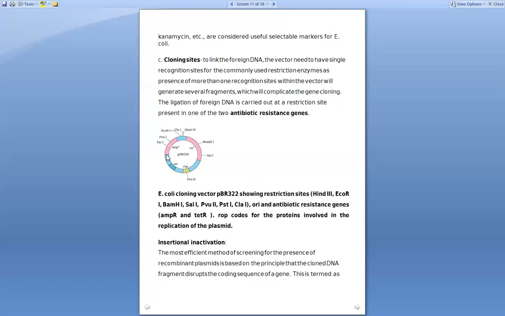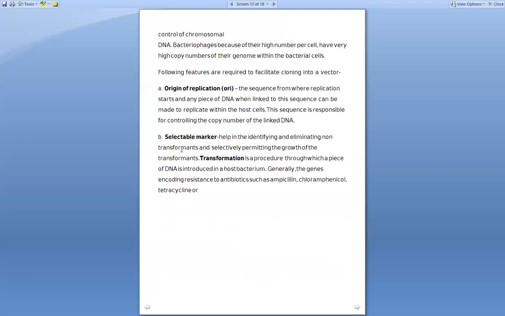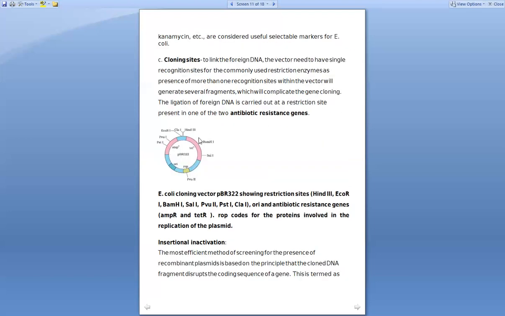So you can see in this figure, the pink colored regions are the two selectable markers, that is, the antibiotic resistant genes. If these two are present in the cloning vector, they give resistance. Now when the gene of interest is to be inserted inside this cloning vector, it can be added into the ampicillin resistant gene, or it can be incorporated inside the tetracycline gene.